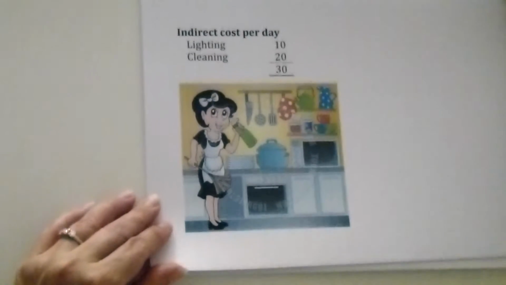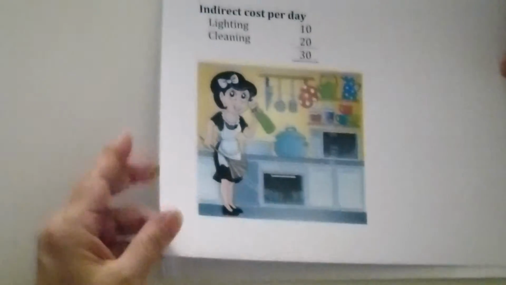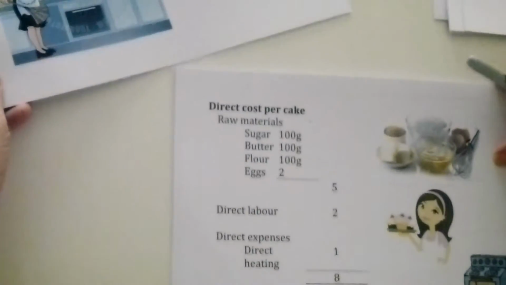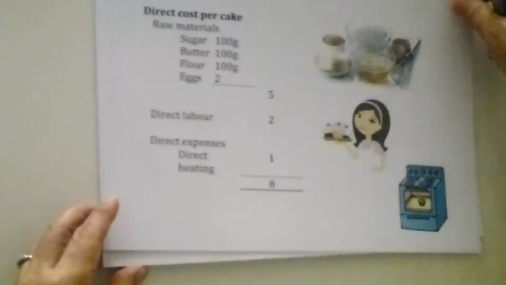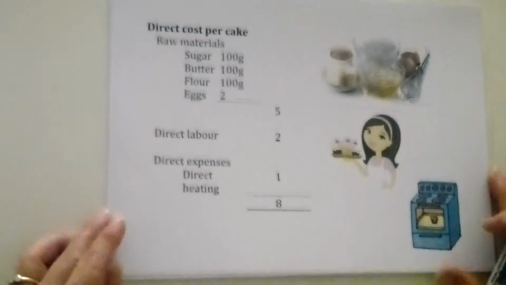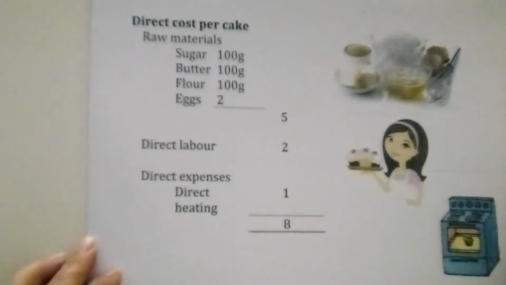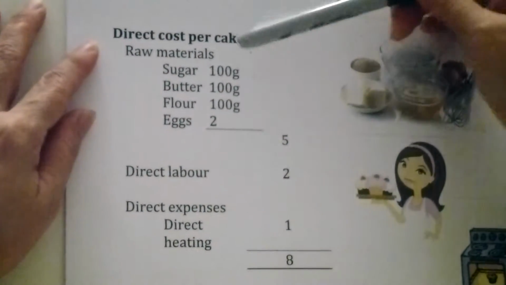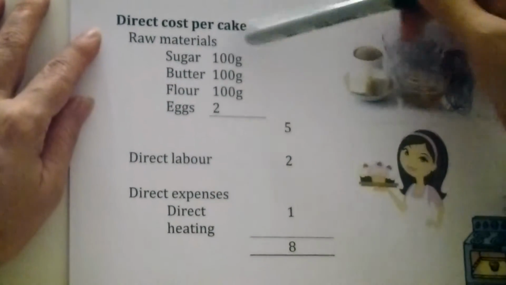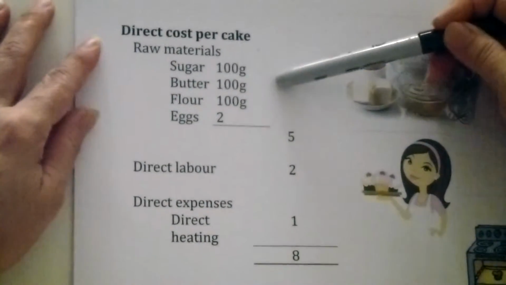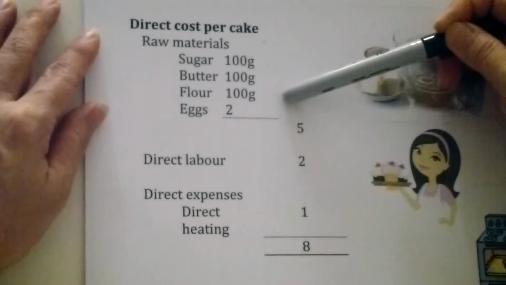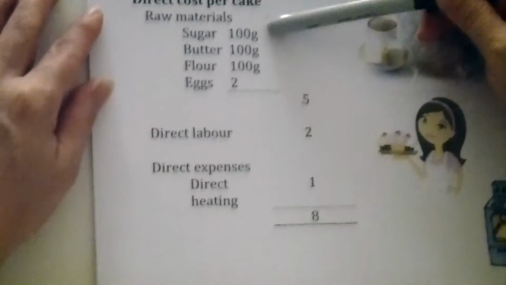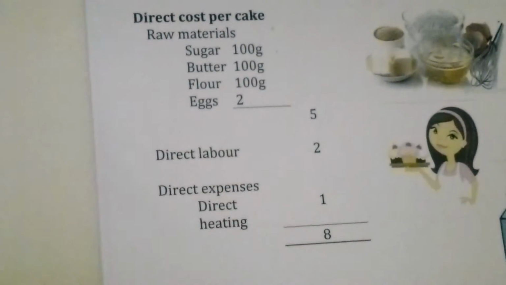Now, let's take a look at what this involves. The first one here would be your direct cost. Let's say our business involves making cakes to sell. And I know making one cake, your direct cost per cake will have materials of sugar, 100 gram, butter of 100 gram, flour of 100 gram, and 2 eggs. And the cost of all these 4 ingredients will be $5.